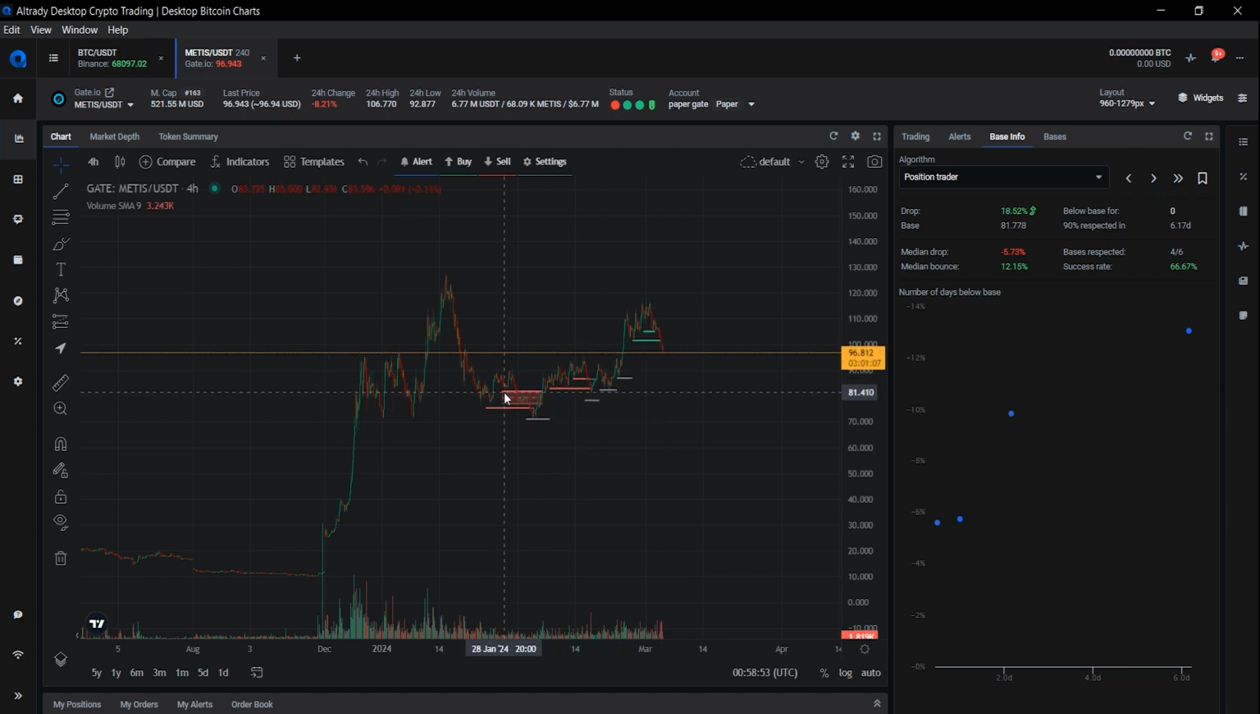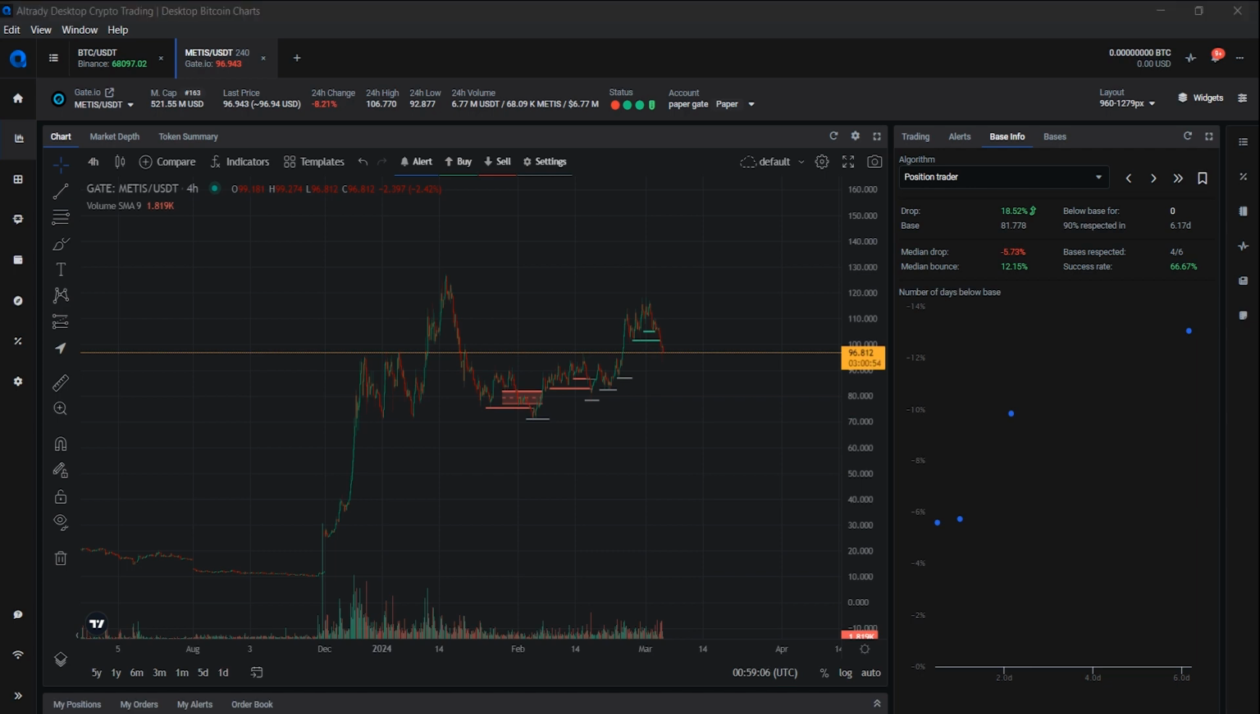It's worth noting that the base's color may change from green to gray or red, indicating normal progression over time. Upon reaching the first base, the red coloration signifies it is respected.